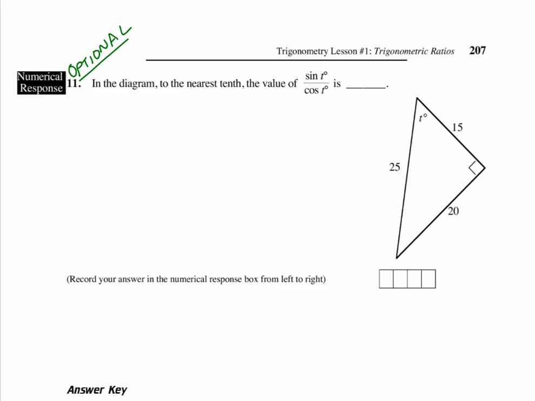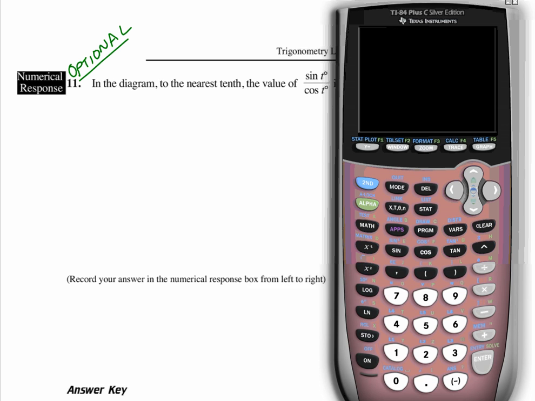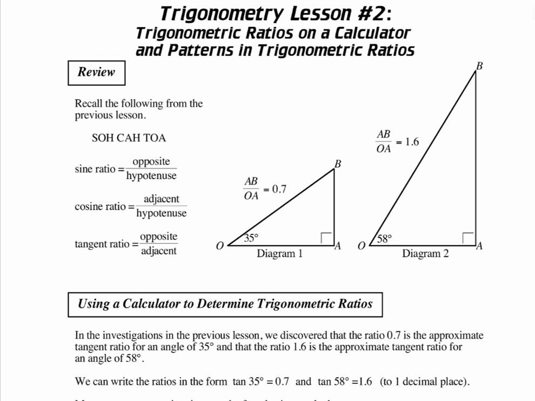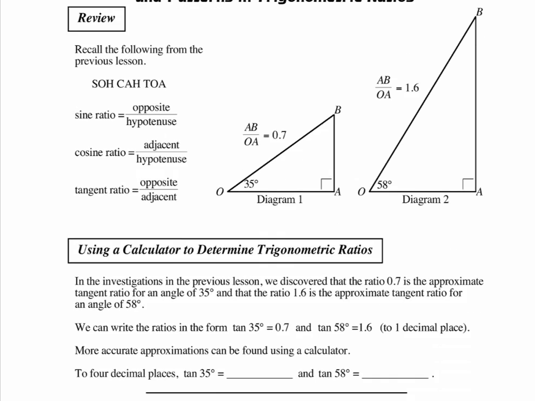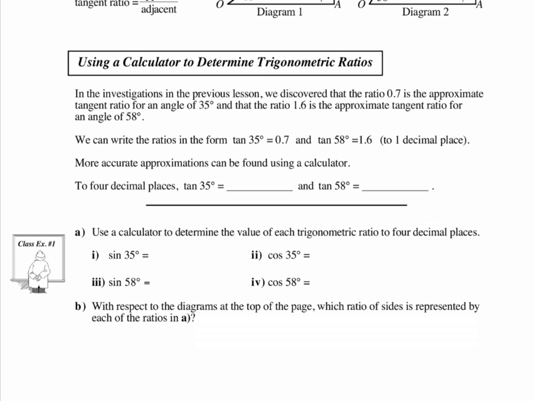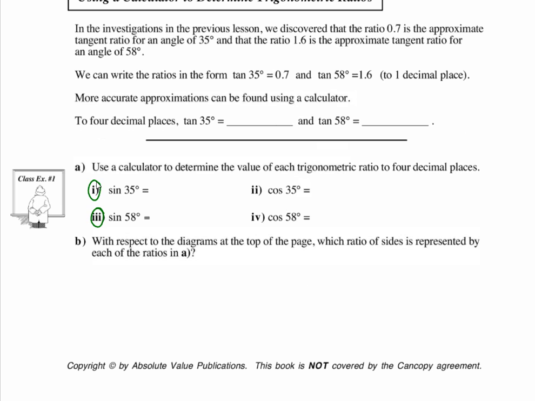Okay? All right, so let's look at lesson 2 now. So we're going to actually try and make this practical use right now. Okay, so grab your calculators. I want you to type in to 4 decimal places each one of these. I circled this. Example 1. Sine 35, sine 58, cos 35, cos 58. So type them in, 4 decimal places.